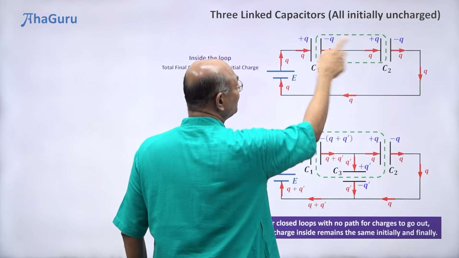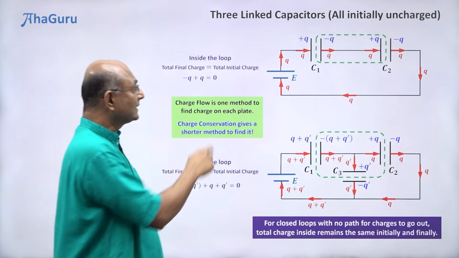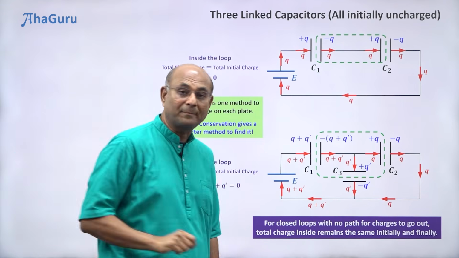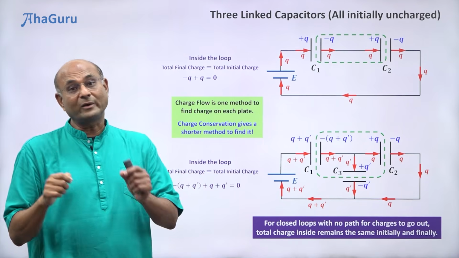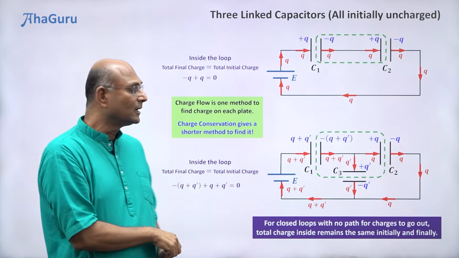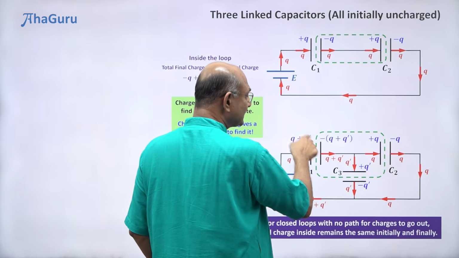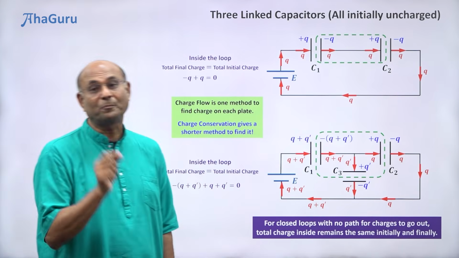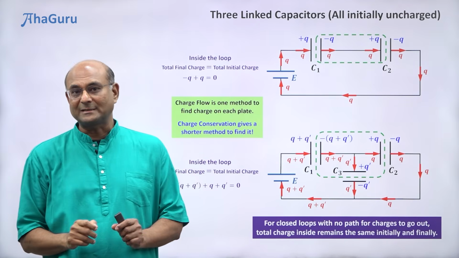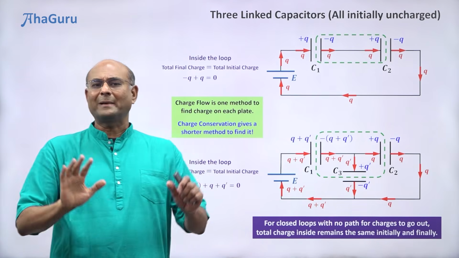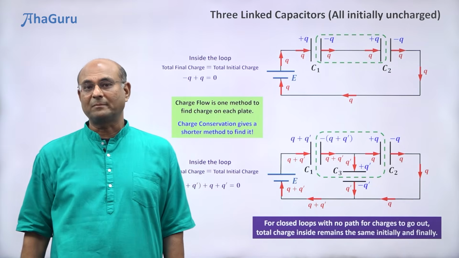Now of course, let me put my charge flows back. We use charge flows to find out the charges on these capacitors, right? So we can use charge flow. That is one method to find out how much charge each of these capacitors has. But we can also use charge conservation because that's going to give us a shorter method to find out how much charge. Because the moment I know that this plate is Q, this plate is Q dash, charge conservation will tell me that this plate must be minus of Q plus Q dash. So that's going to be a faster approach to finding how much charge each of these capacitor plates has. So both are equivalent methods. We have already seen the charge flow method. Let us now look at the charge conservation method.